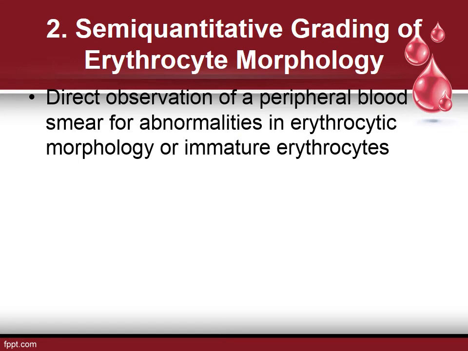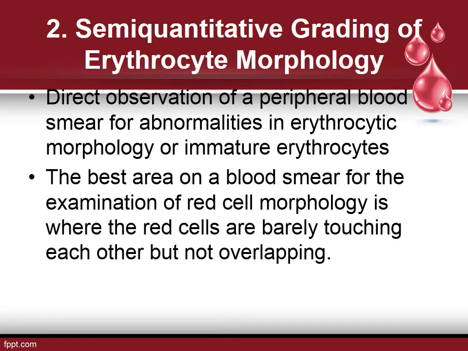Additionally, under 10 power, it is possible to evaluate the relative number of white blood cells. Take note, the best area on the blood smear for the examination of red cell morphology is where the red cells are barely touching each other but not overlapping. So it is part of the feathery edge, but not totally on the feathery edge.